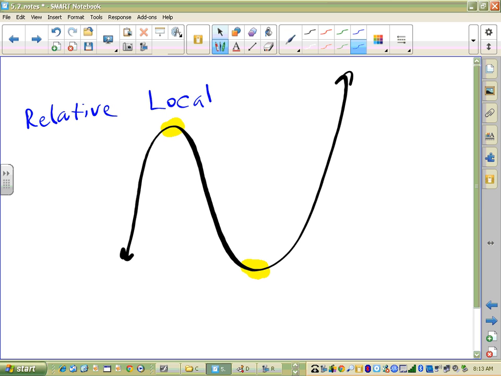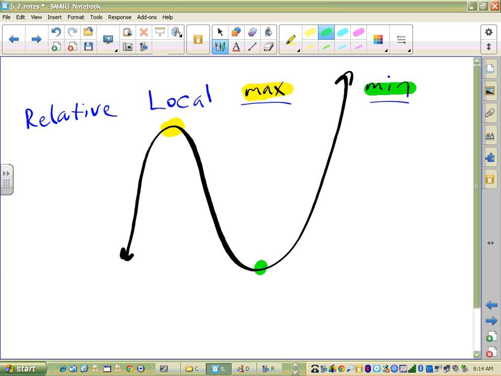Relative, local. Let me get a different color highlighter for each one of these. Relative, local, max, and min. Relative local max and a relative local min. So one of these is a max and one of them's a min. I guess this one's a max, and the min would be this one. It's not a maximum of the function and it's not a minimum of the function, but it's a local max and it's a local min. Does that idea make a little bit of sense?